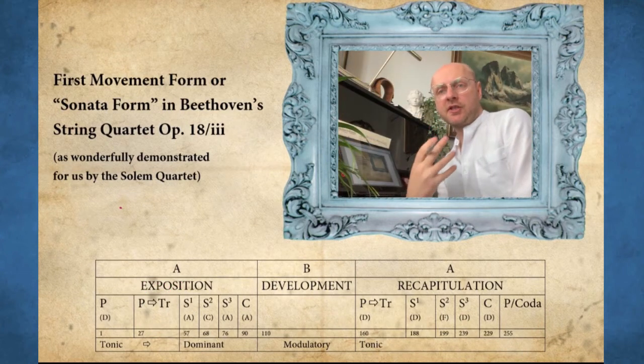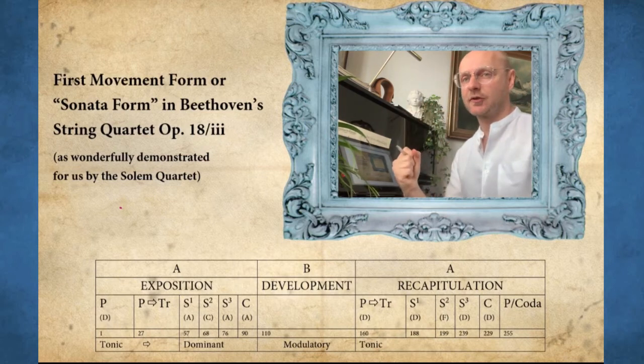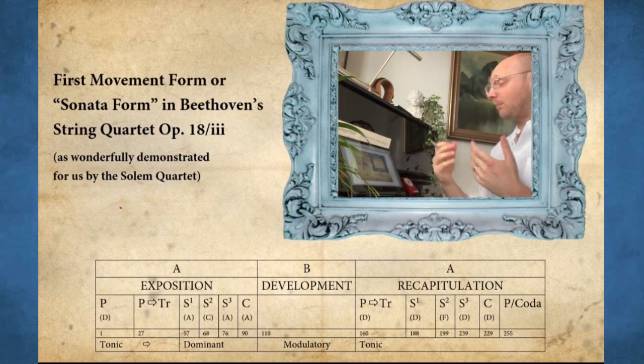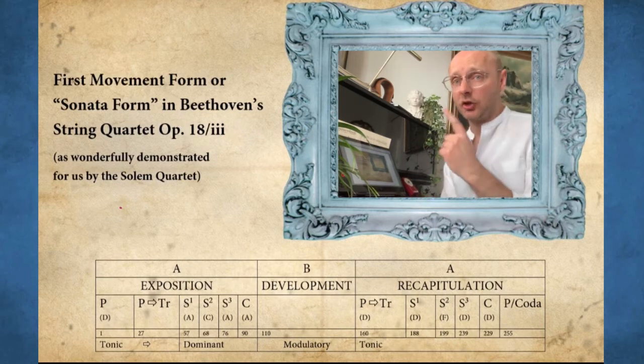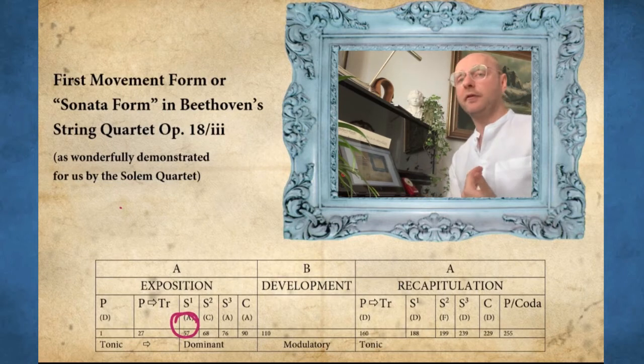Now the transition there starts to come to an inexorable conclusion where you know that it's leading to somewhere new. And the place that it leads us to is firstly a new theme, but secondly, and perhaps more importantly, a new key area. And this new key is the dominant, or in this case, A major. So we now have a few different themes, all in A major.